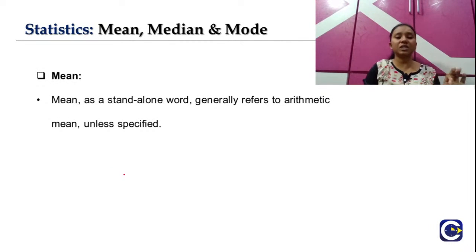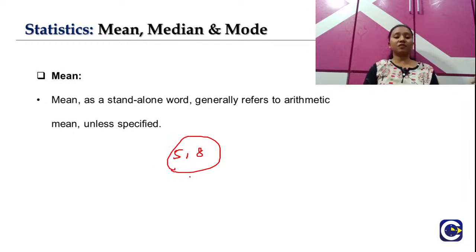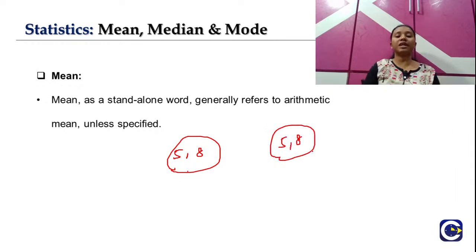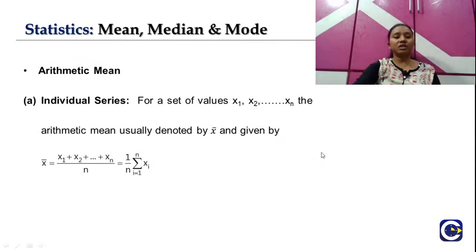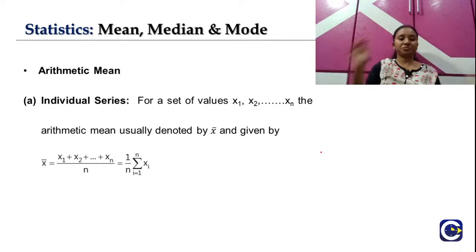For a very easy one, we can start with a question like: find the average of the given two numbers 5 and 8. Finding the average of these two numbers is considered to be the mean of these two numbers. When you have these two numbers 5 and 8, in which category of series will they fall? It is an individual series, because there is no frequency. So let's see the first one, the individual series.